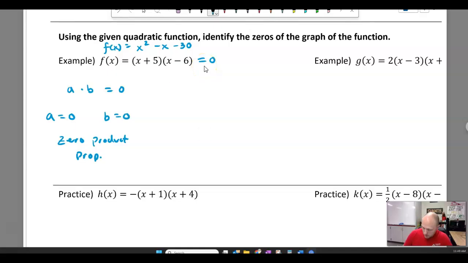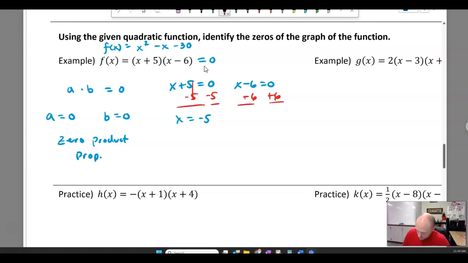So for x plus 5, if I set this equal to 0 and move this 5 over, I subtract 5, and I get x is equal to negative 5. And I can do the same with x minus 6. Set that equal to 0. Let's add 6 to both sides. We get x equals 6. So here are our zeros: negative 5 and 6.